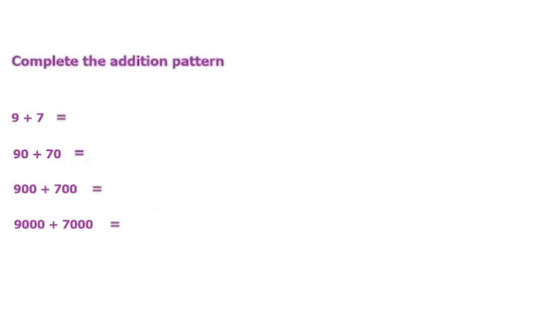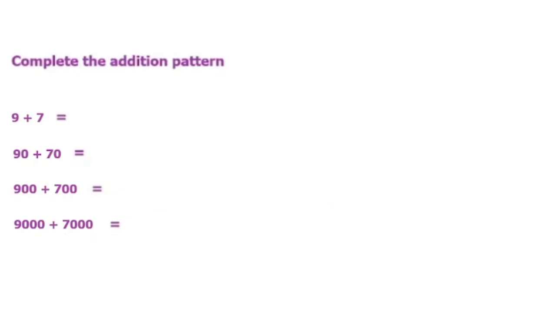In this video, we're going to add numbers with increasing place values. So it's actually an addition pattern. And if we have a problem like this that says complete the addition pattern, and you have 9 plus 7, 90 plus 70, 900 plus 700, 9,000 plus 7,000.